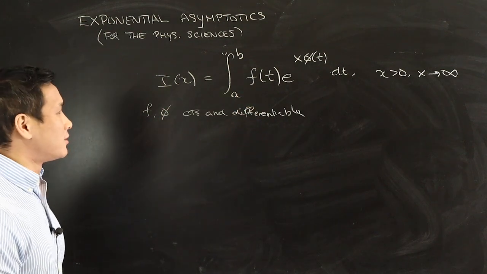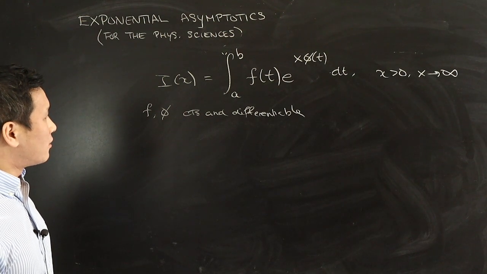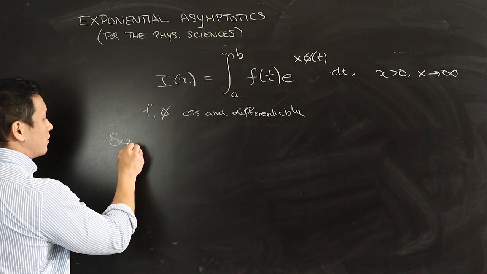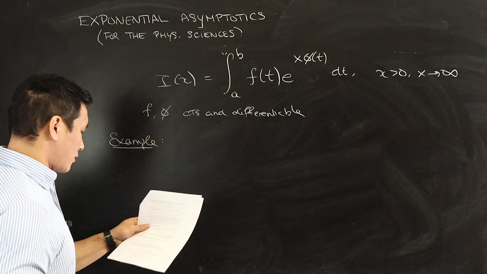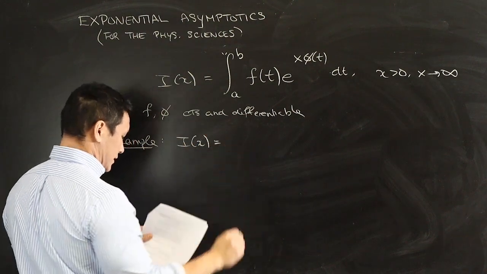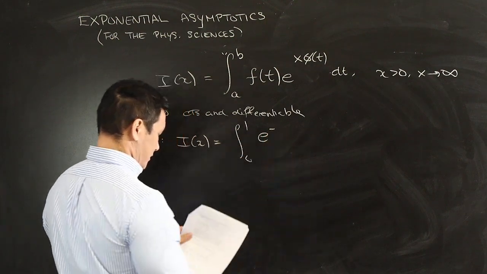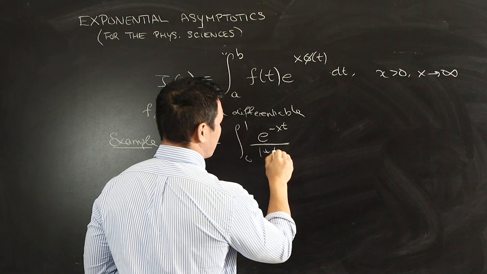Okay, but it's not too important for us, the physics of it all, just to understand that these integrals are really important to evaluate. And the basic idea, so let's look at an example just to get an understanding of what you might want to think about. And so the example that's given in the notes is an integral from 0 to 1 of e to the minus x times t over 1 plus t.